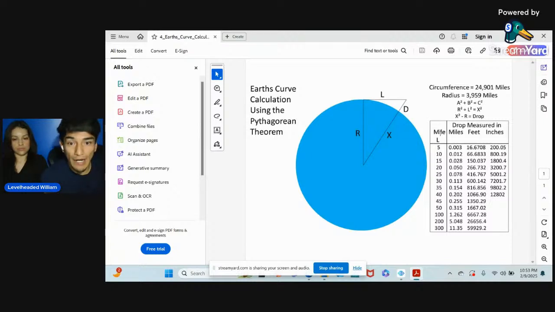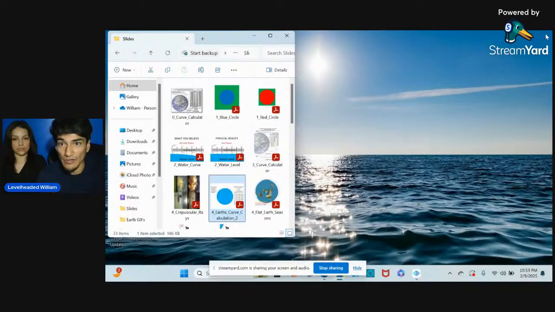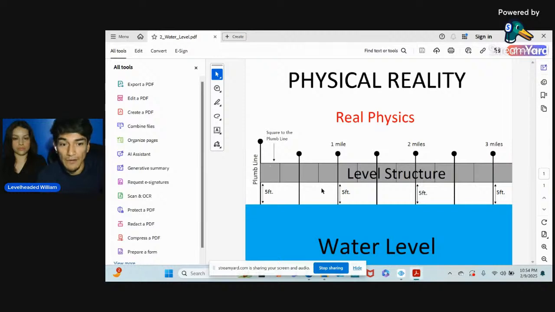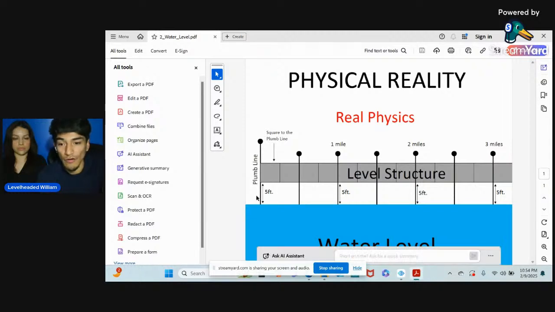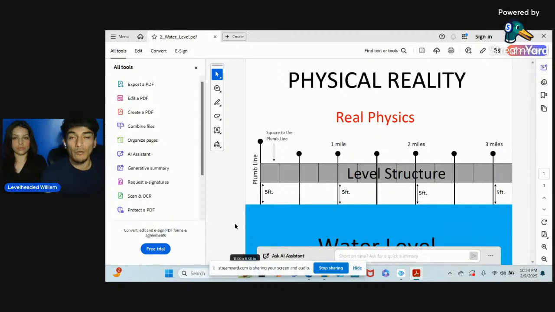We'll stick with 3 miles. So in 3 miles, there should be 6 feet of curvature. Again, if we went out to the real world in a lake that was miles across, we understand the physics of water when contained and at rest. If we physically build a level structure over that body of water, we understand that the water is going to be level. In other words, parallel to that level structure.